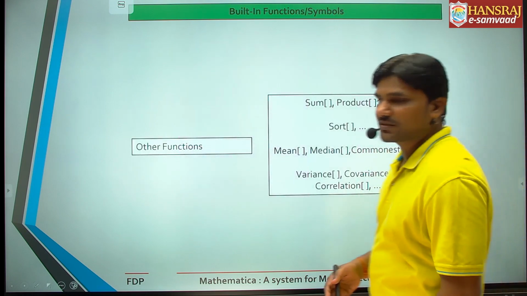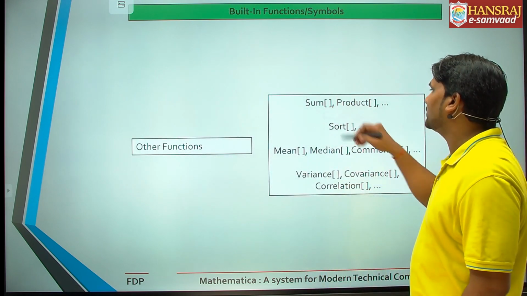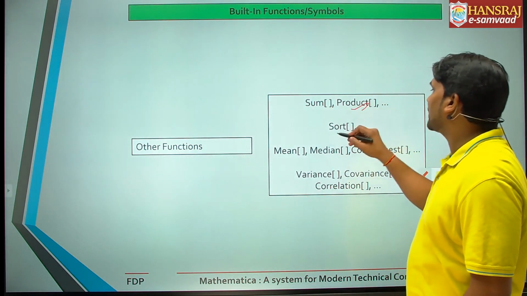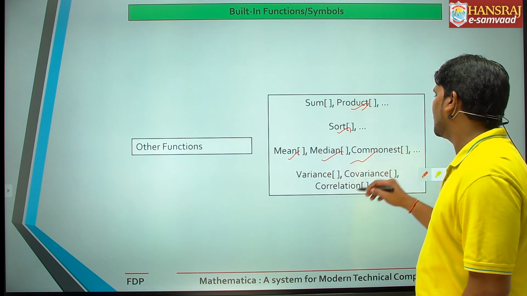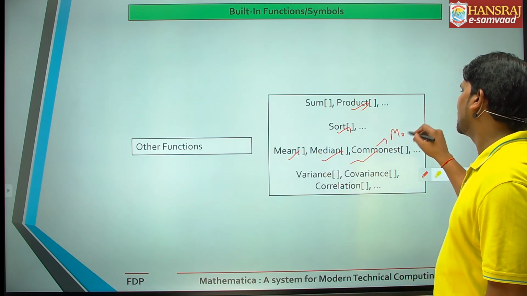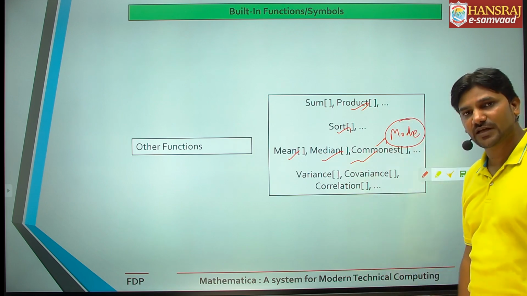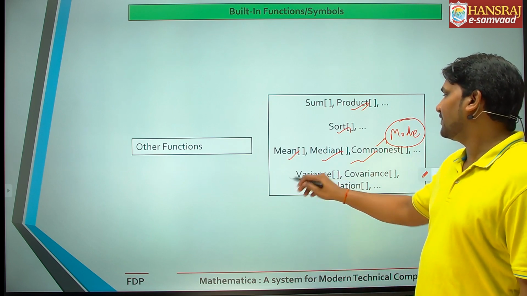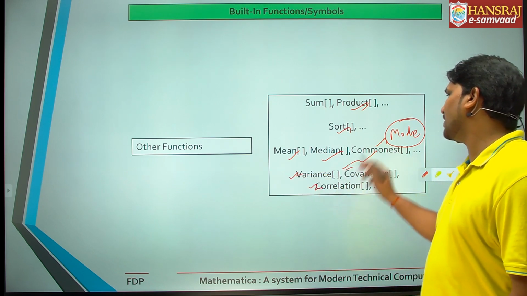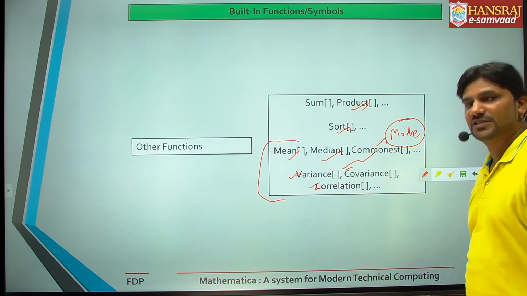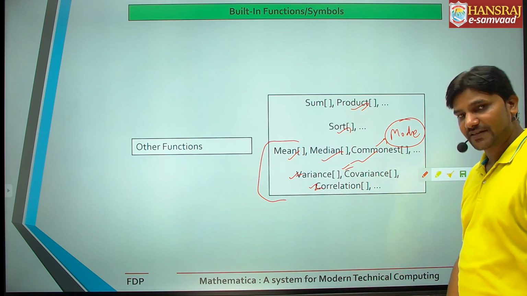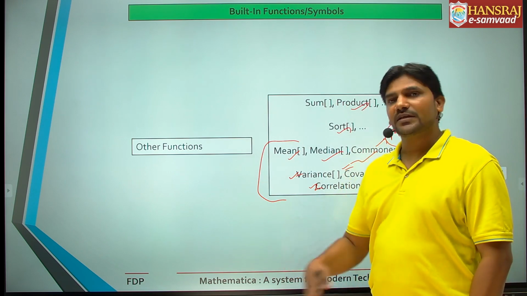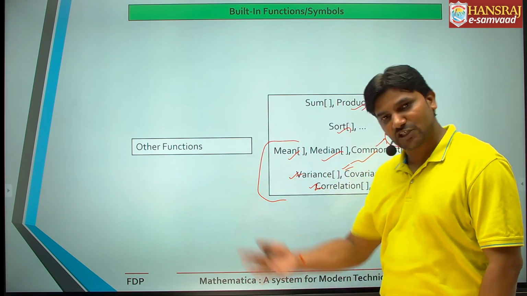Other built-in functions are, let's say, the sum function, if you want to sum some values, the product, the mean, the median, and commonest, which is basically the mode. In statistics you use the mode function, and the name for that in Mathematica is commonest. And the variance, the covariance, the correlation, all these come from a statistical background, so you can easily understand them. There are some other functions also, which you will learn in the coming slides or lectures.